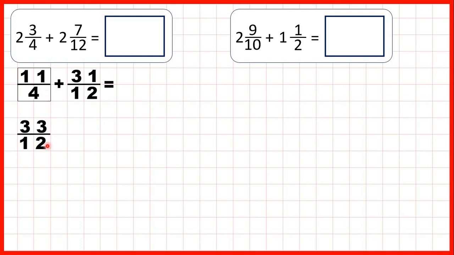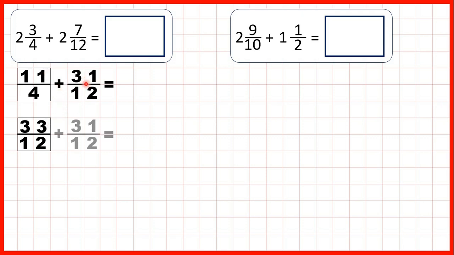That's 33/12, because remember, to find equivalent fractions, we use multiplication. 4 times 3 is 12, and what we do to the denominator, we do to the numerator as well, and 11 times 3 is 33.